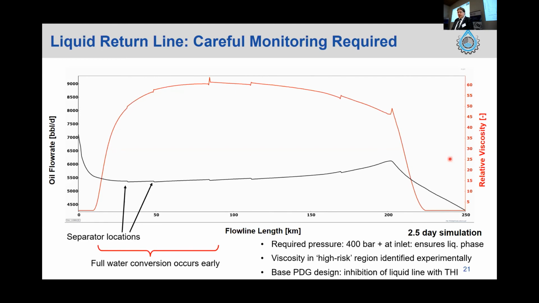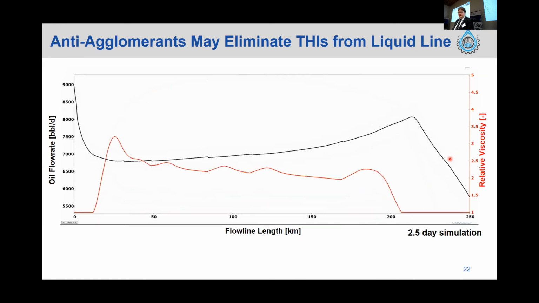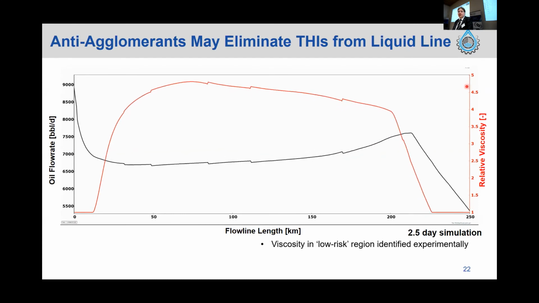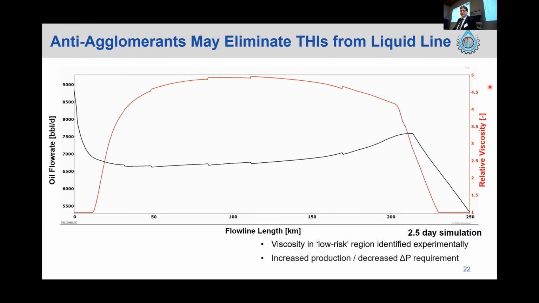But what we've done in our advanced concept is to say, well, okay, can we take this a little bit further? And that's where we get at the idea of putting in an anti-agglomerant. So we'll show the same simulation again, oil flow rate and relative viscosity. And the first thing that we should notice is that rather than coming up to a value of 60, we're coming up to a value of 5 or so. So this now puts us in that low risk region identified experimentally.